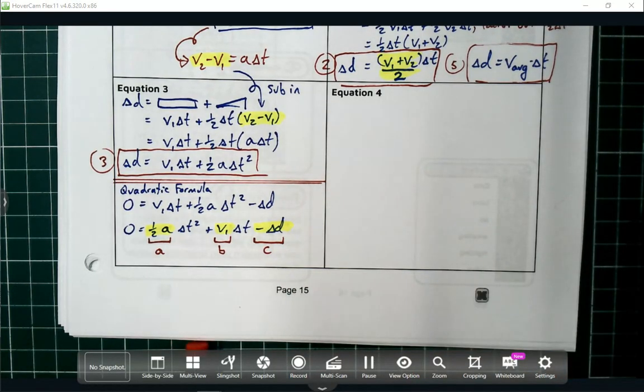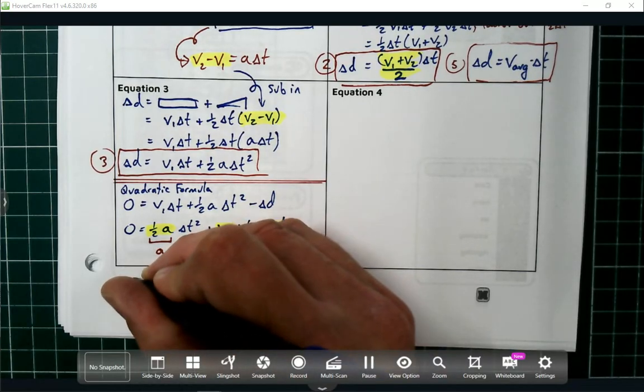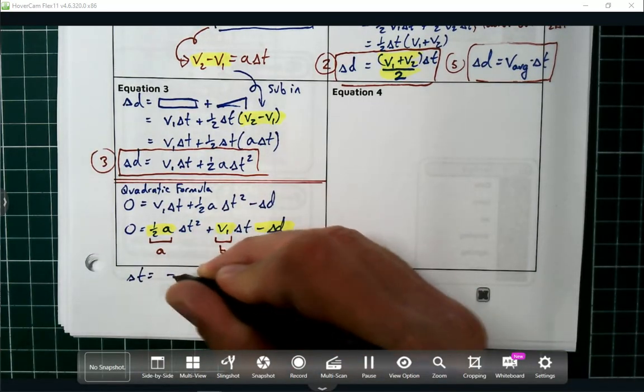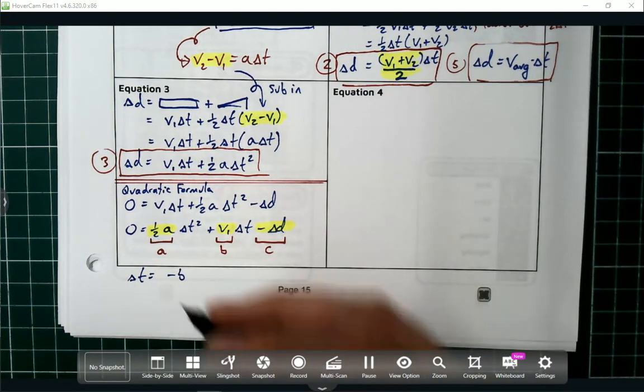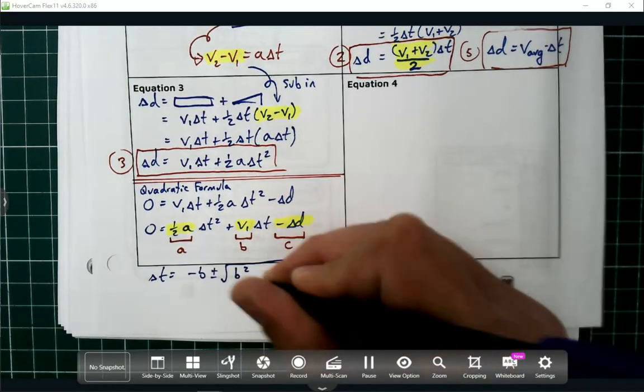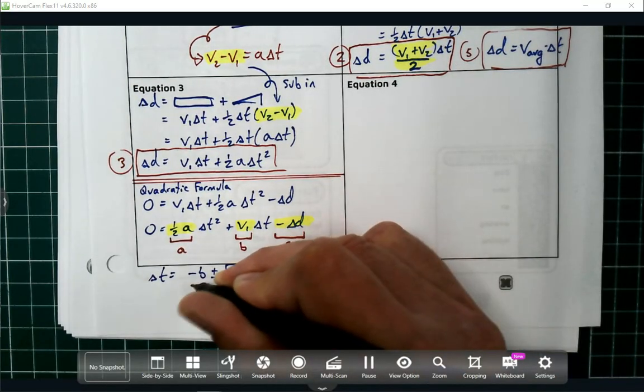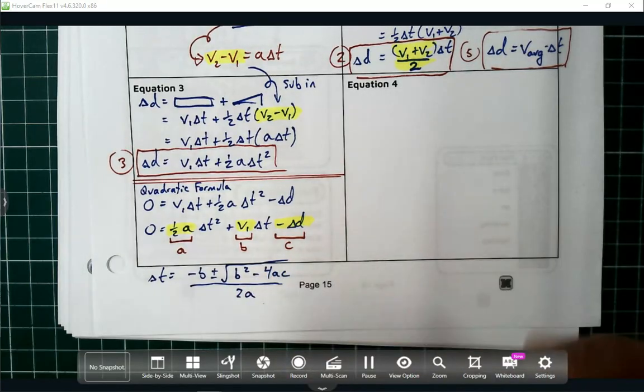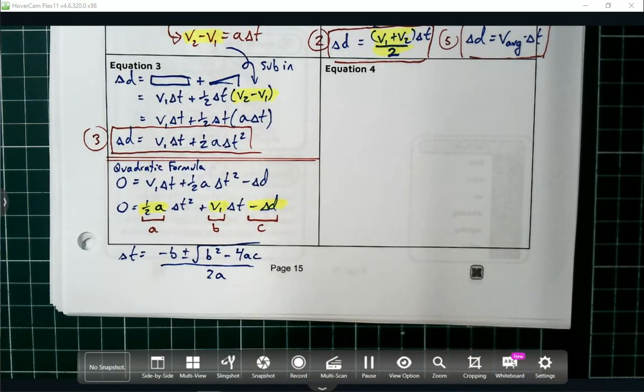And again, back in the good old days of quadratics, we would have said x equals negative b plus or minus the square root of b squared minus 4ac all over 2a, right? And we get to still say the same thing, only this time it's time. Delta t is equal to negative b, where b is actually v1, plus or minus the square root of b squared minus 4ac all over 2a. The only thing we need to recognize is that the a, b, and c are respectively 1/2 a, v1, and the negative of the delta d.